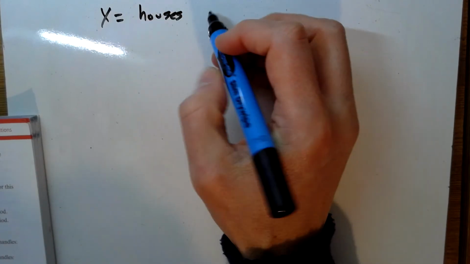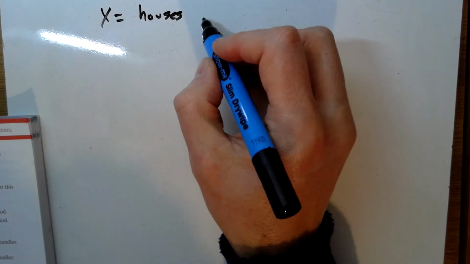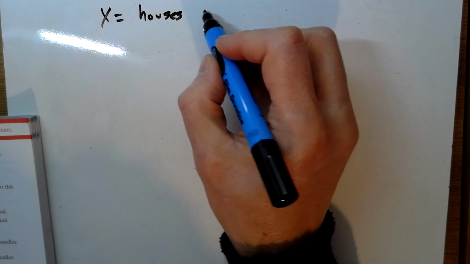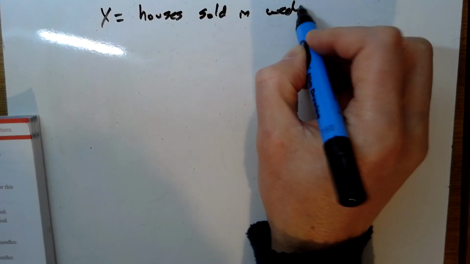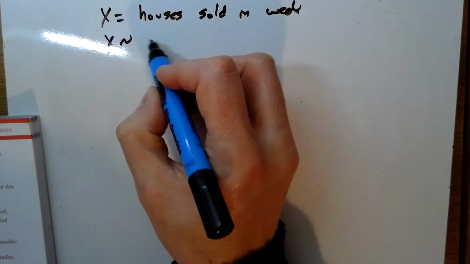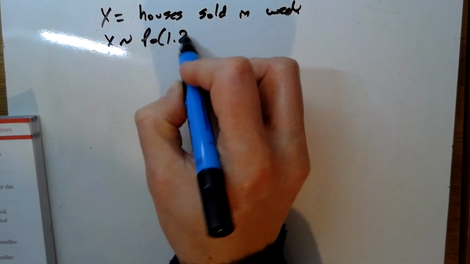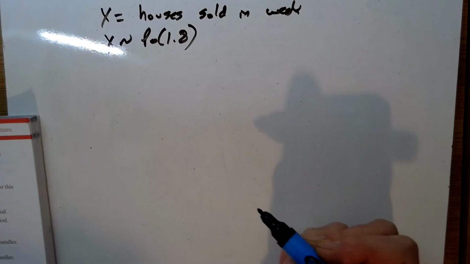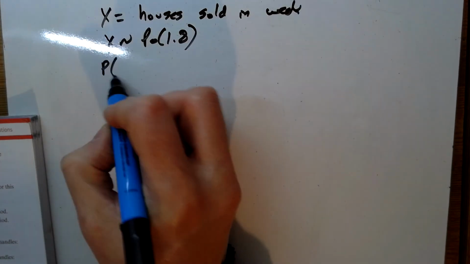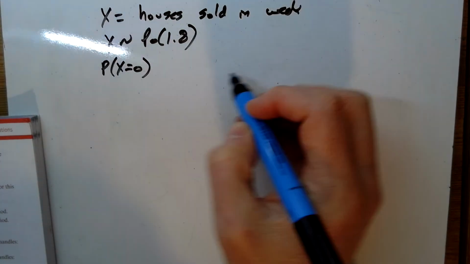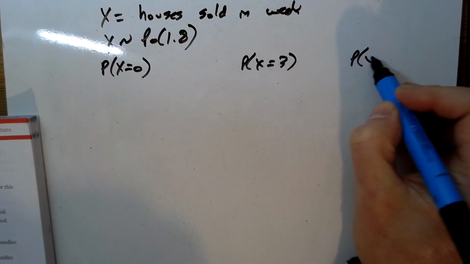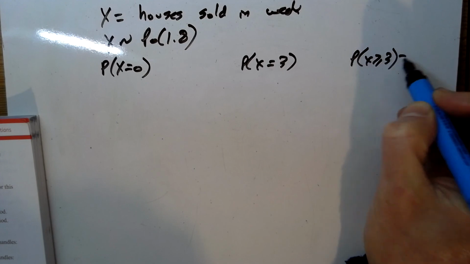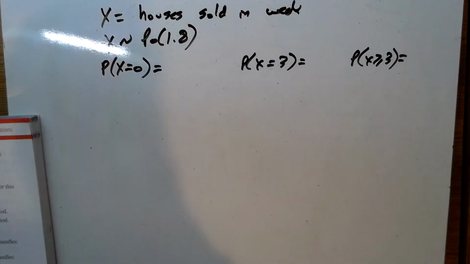Nice, question number 7, how it combines one distribution and then the next. X equals houses sold in the week, and they average 1.8, so X is a Poisson 1.8. And we've got 3 basic parts to it to begin with. We've got no houses sold, we've got 3 houses sold, and at least 3 houses sold. So we've just got those usual things there.